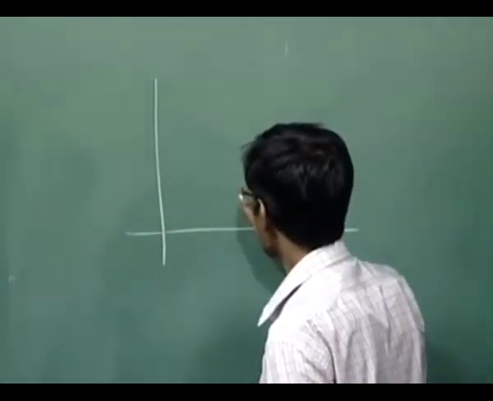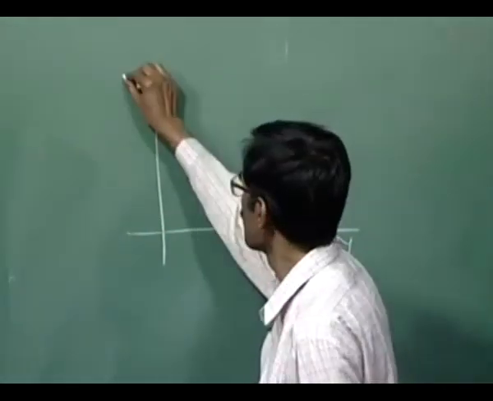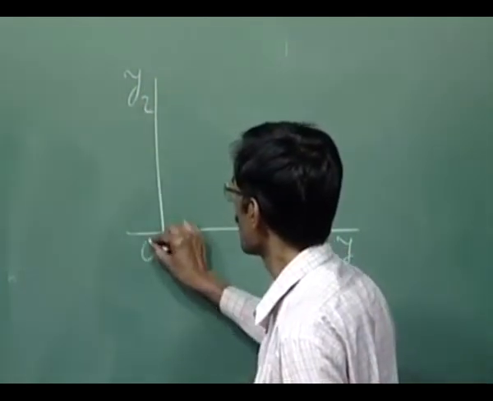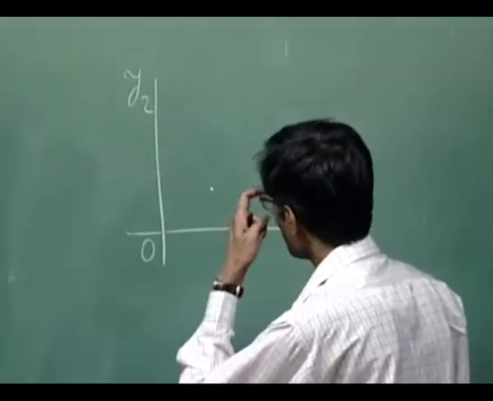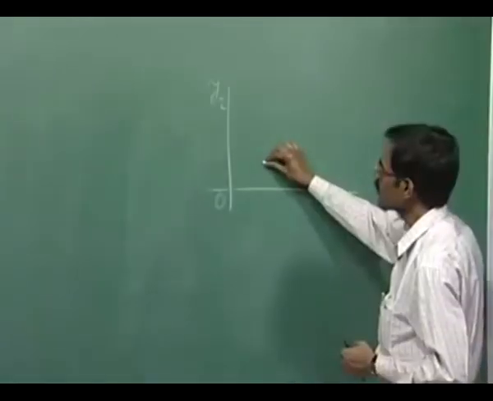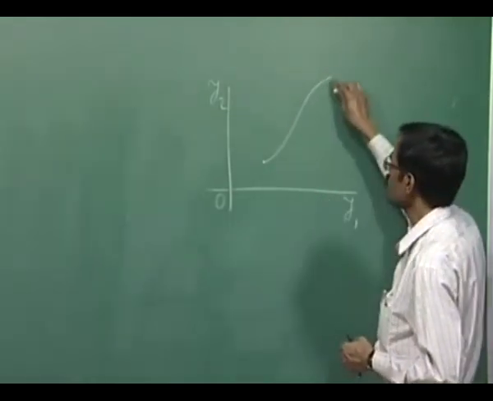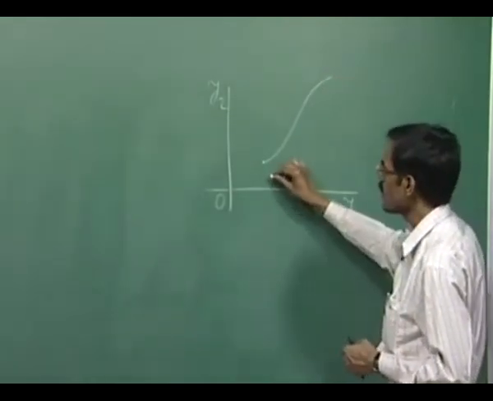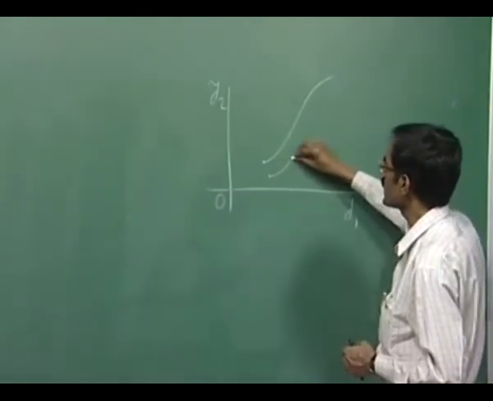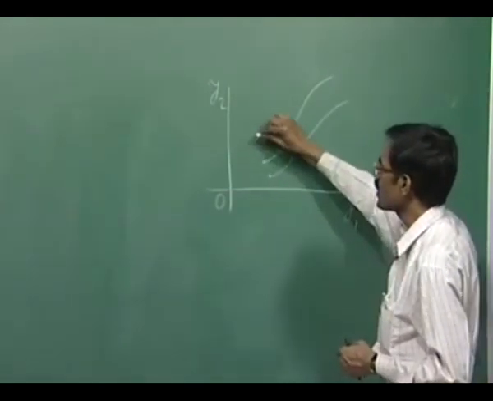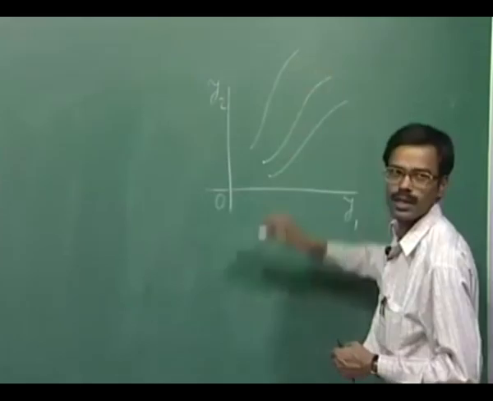Now, in the phase plane, if we start from say this point, then the curve can go in some way. So, this will be a trajectory. Now, if there is another point from where we start, we will get some other trajectory. If we start from another point, we may get some other trajectory, right.